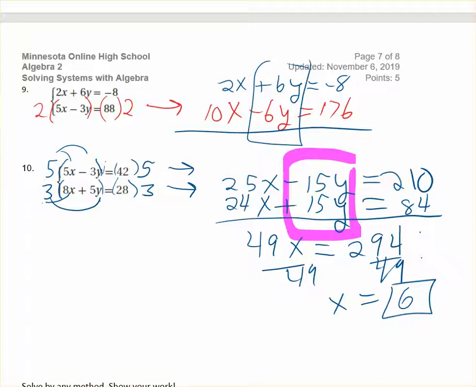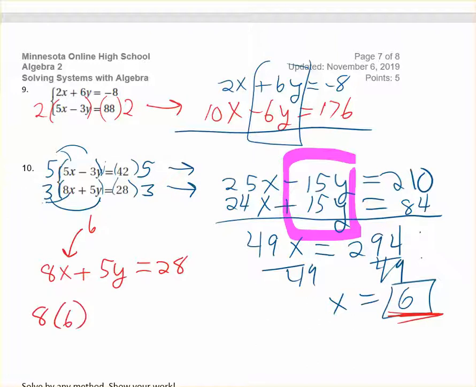They don't seem like there's really much difference. I'll just use the second one this time. I'm rewriting it. And now I'm going to take what x is equal to, 6, and I'm going to plug it right in where I see an x. And remember, this means multiplication. I'll use parentheses to show that. And now I keep solving until I'm able to figure out what y is equal to.